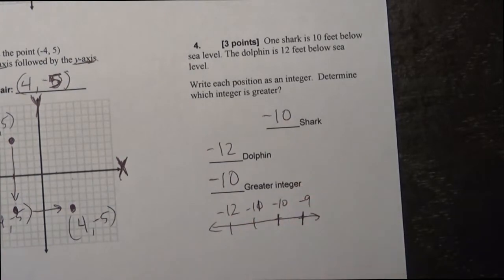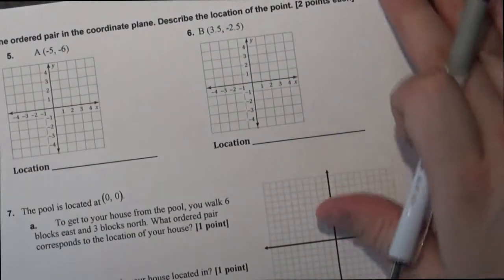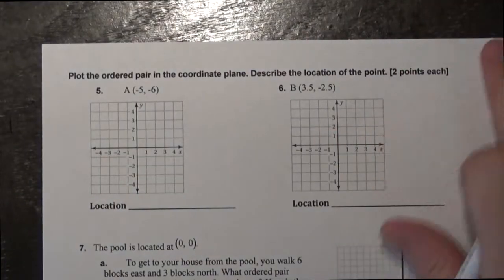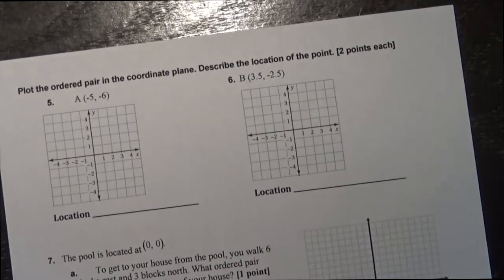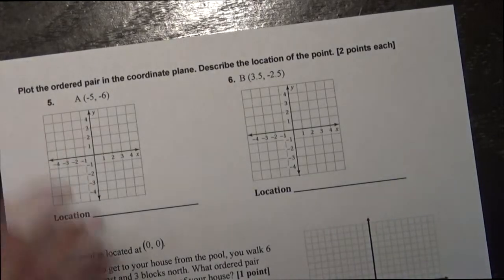All right, page 1, hopefully not so bad. We're looking good so far, I hope. Let's move on now to page number 2, number 5. Here we are. It says, plot the ordered pair in the coordinate plane. That means we have to graph it.